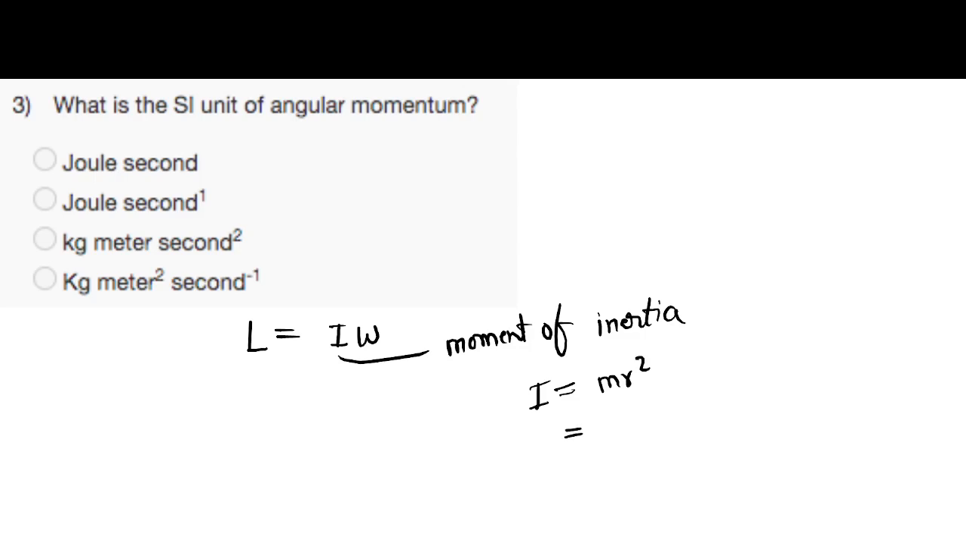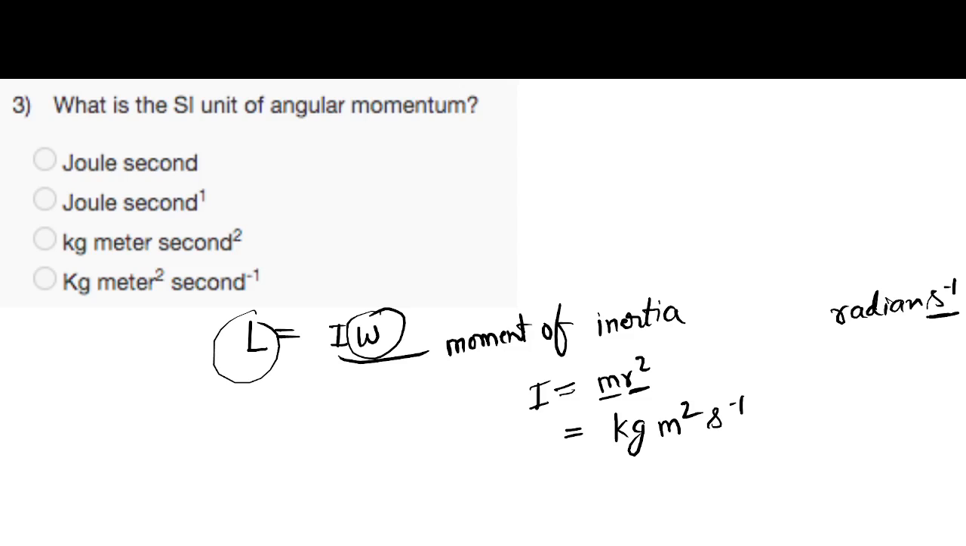So what is the SI unit of mass? It's kg. And what is the SI unit for r, distance? It's meter square. And omega is frequency, correct? So the unit for this is radian per second. We are considering only seconds. So what is the SI unit of L? It will be kg meter square per second. So simply we can substitute the SI unit for I and the SI unit for omega, and then we can determine the SI unit for angular momentum.